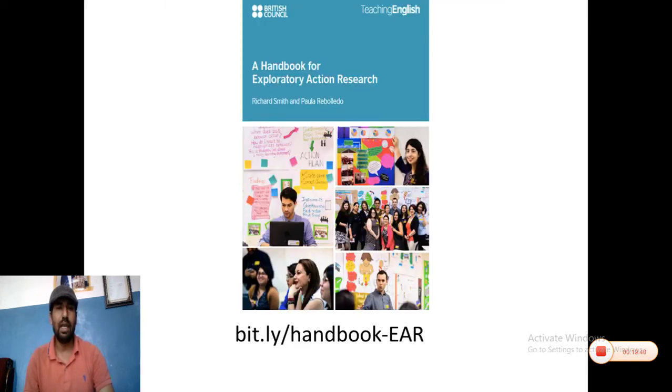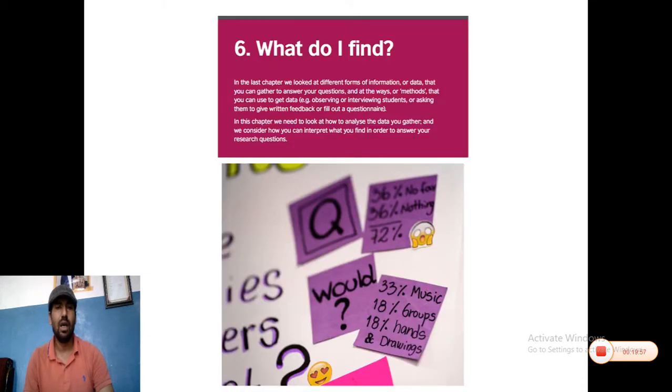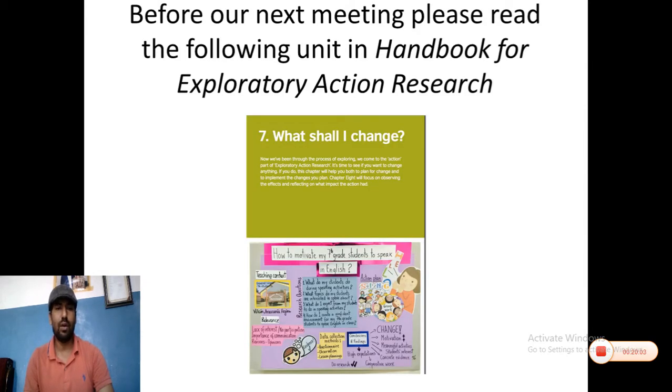You can read, please, Handbook for Exploratory Action Research. Again, you will get a lot of ideas from this book, and then you can also do similar type of data analysis process. Also, you can go to, what do I find under unit 6, and then before our next meeting, if you call me and ask me to have a meeting, we can organize another workshop, or you can directly call me, and then we can talk on the phone about the analysis process.